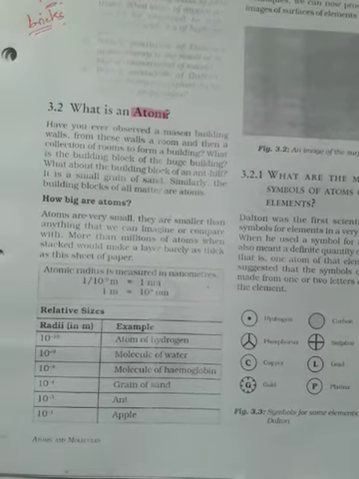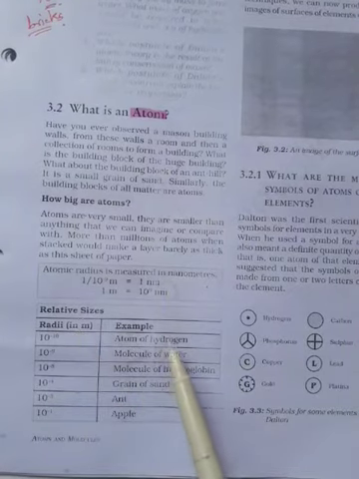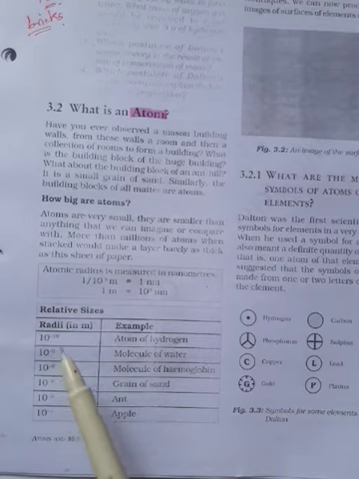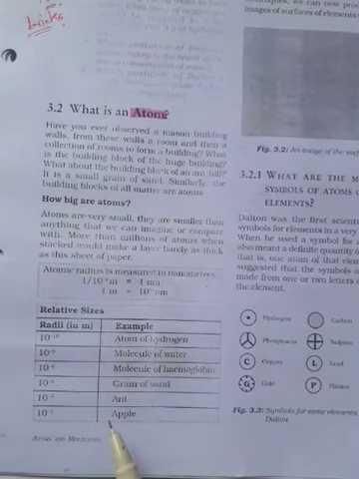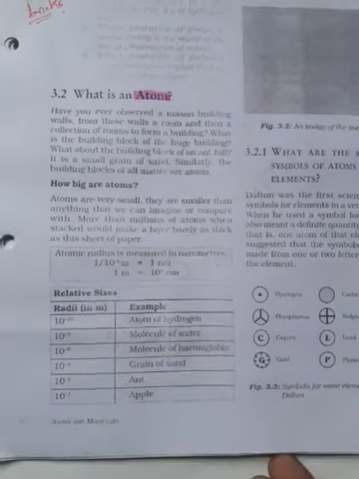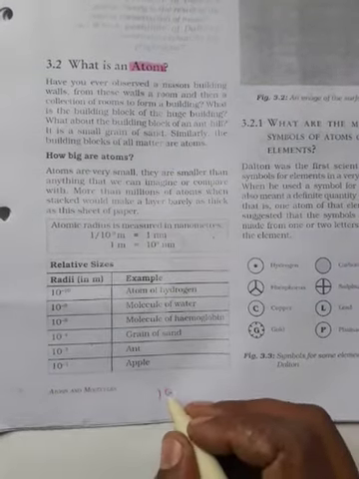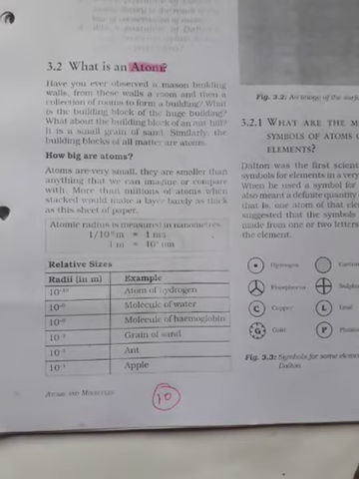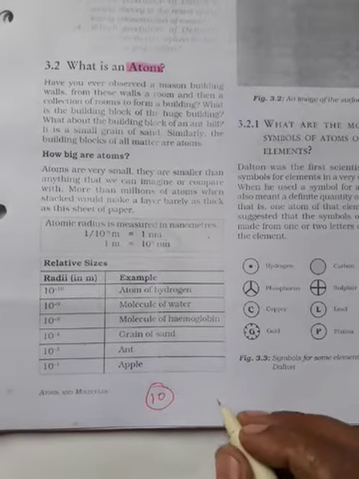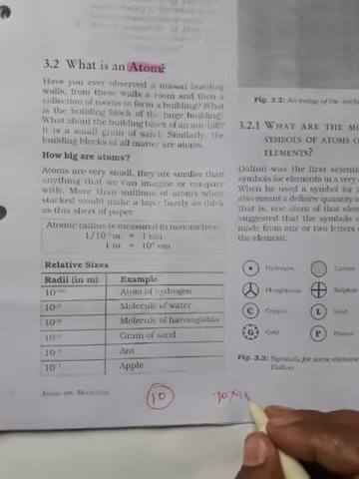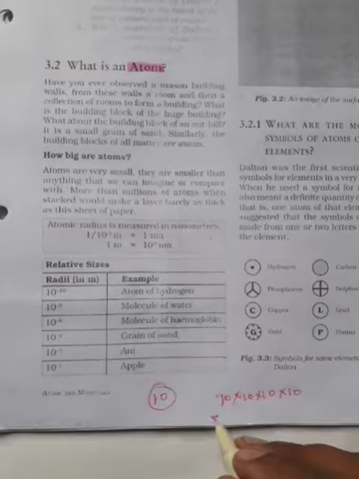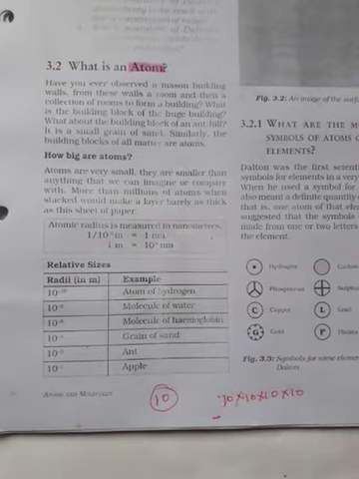For example, the size of an atom of hydrogen is 10 to the power minus 10 meters. Imagine an apple; if the apple is 10 of its size, then an atom of hydrogen is smaller by 10 into 10 into 10 into 10 times, not in plus, in minus. So you can imagine how small an atom can be.